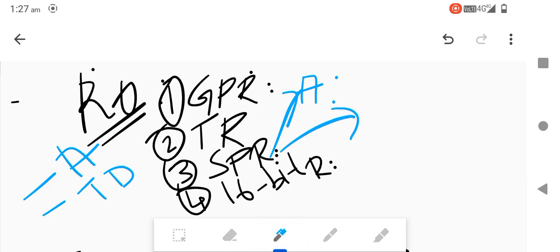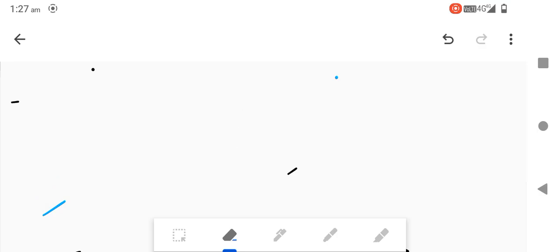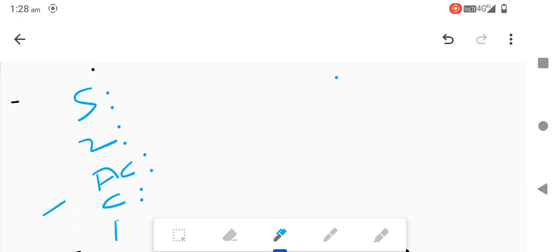Next, flag register. Coming to the flag register, it is an 8-bit register in which 5 of the bits carry significant information in the form of 5 flags. First one, sign flag, zero flag, auxiliary carry, carry, and finally parity.